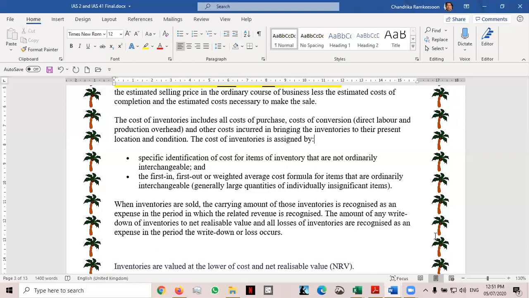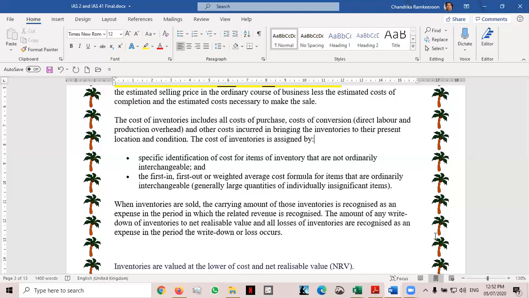In this case, each item has its own identity. So the cost for those types of items is actually quite straightforward. There's no need to use any sort of FIFO or weighted average in that case, because they are not ordinarily interchangeable. And then the first in, first out, or weighted average cost is for items that are ordinarily interchangeable. And as I said just now, as an example, large quantities of individually insignificant items.